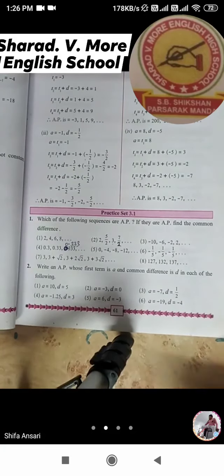Okay, we have to prepare the list of arithmetic progressions. Okay, it's clear now, what we have to do? So for question number 1, a value is equal to 10 and d value is equal to 5. Okay, did you understand the question, students? So here we have to make the arithmetic progressions. So let's see how to make the arithmetic progression.